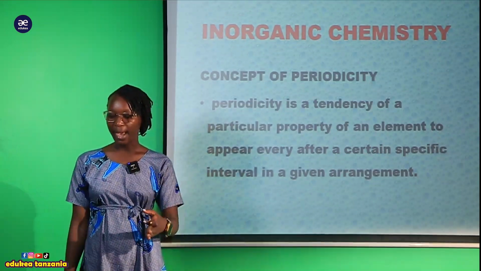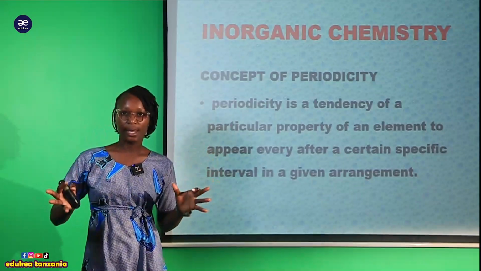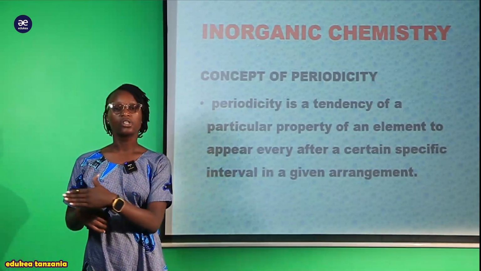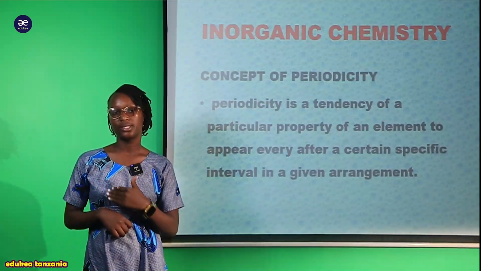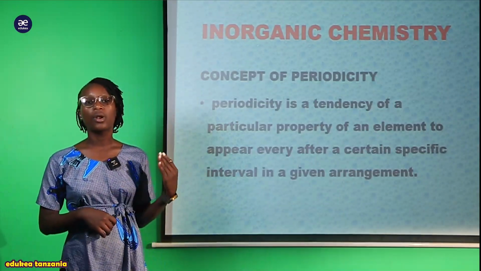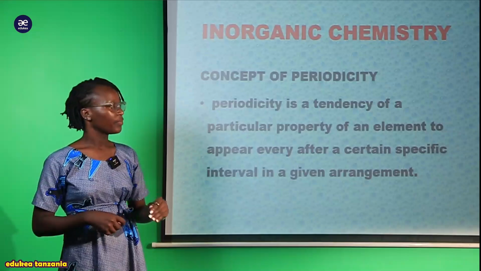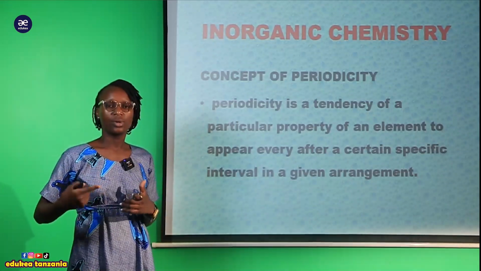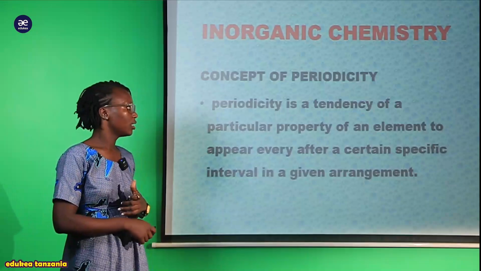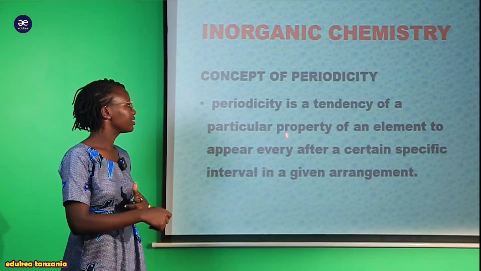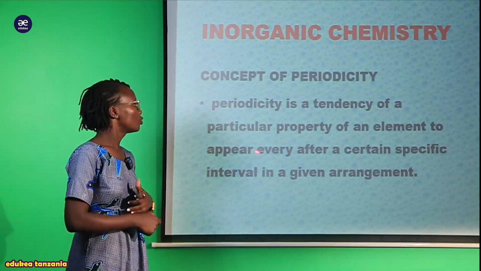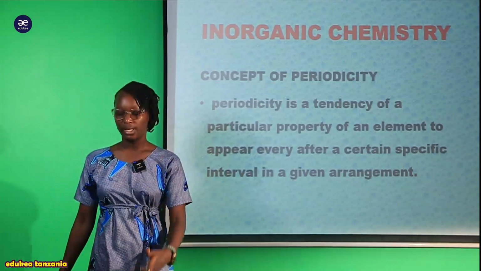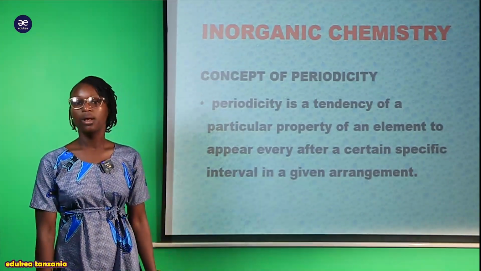I can remind you, kwenye periodic table tuna zile periods. Sasa zile periods we are talking about the horizontal lines kwenye periodic table. Sasa ndipo tunakuja kuona kwamba kunakuwa na ile interval. That's why anasema kwamba it is the tendency, ni ile hali. That's why periodicity is the tendency. Tendency of what? Anasema of a particular property of an element to appear every after a certain specific interval in a given arrangement. That is what we call periodicity.